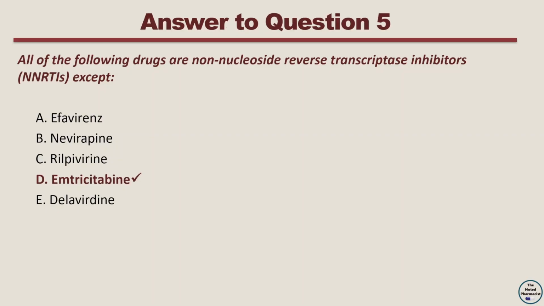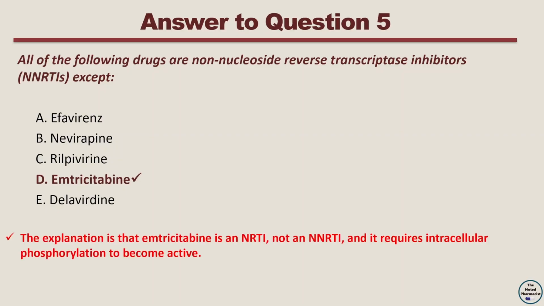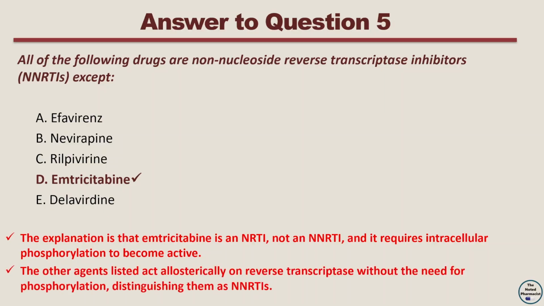The correct answer is option D, emtricitabine. The explanation is that emtricitabine is an NRTI, not an NNRTI, and it requires intracellular phosphorylation to become active. The other agents listed act allosterically on reverse transcriptase without the need for phosphorylation, distinguishing them as NNRTIs.